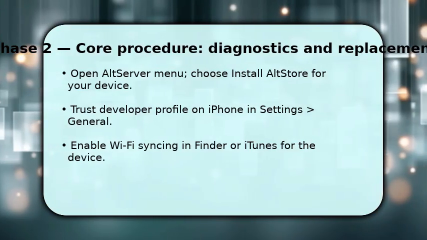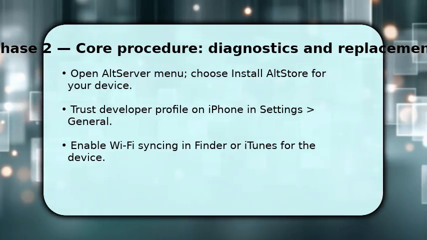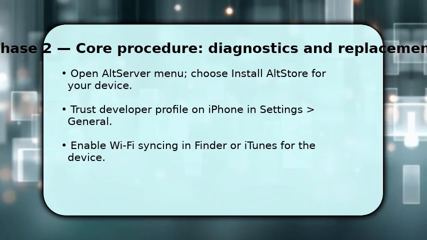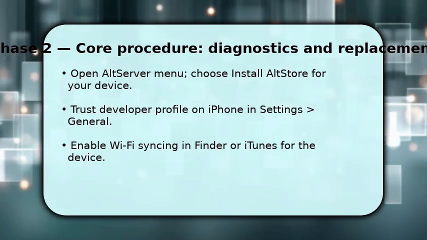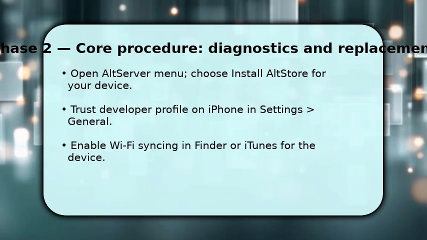Next, use Altserver to install Altstore to the connected iPhone. Choose the device name from the Altserver menu and follow prompts. After installation, open Settings on the phone and trust the developer profile you used, because iOS blocks unsigned apps otherwise.